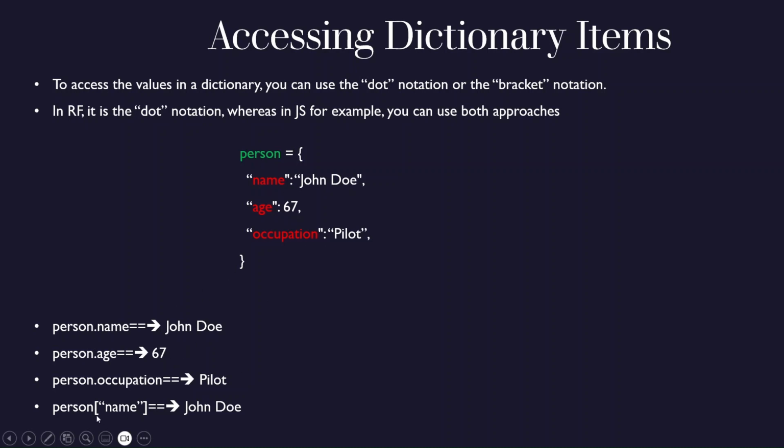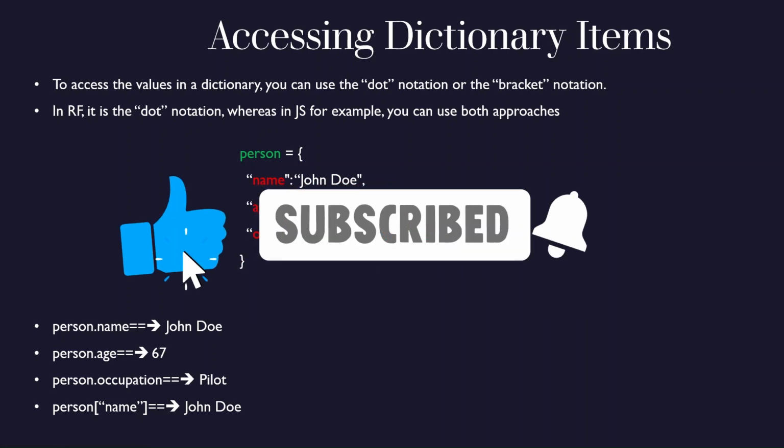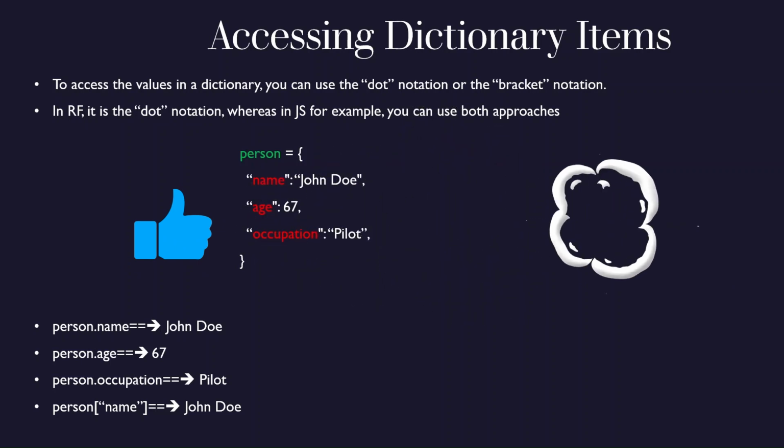And this is the bracket notation. Person, then square brackets, and then the key you want in quotes, and that should also give you John Doe. But in the Robot Framework, we use the dot notation. So we are going to stick to this: person dot name, person dot age, person dot occupation, in that format. Now that we have the basic understanding of what a dictionary is, let us see it in action.